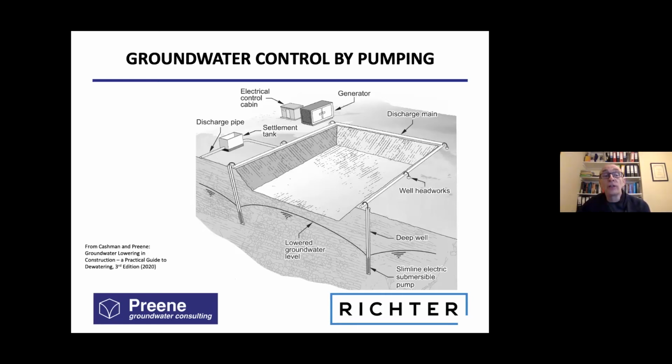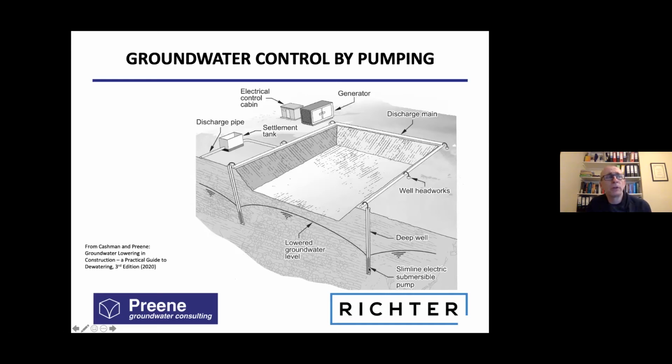So now I'm going to move on to the next group of techniques. These are ground control by pumping, and these are perhaps the easiest to understand. This is what we call dewatering, where we pump from a series of wells or sumps and we lower the groundwater level. If you look at this diagram here, we have a series of, in this case, 6 widely spaced deep wells around the excavation. We pump from each well.